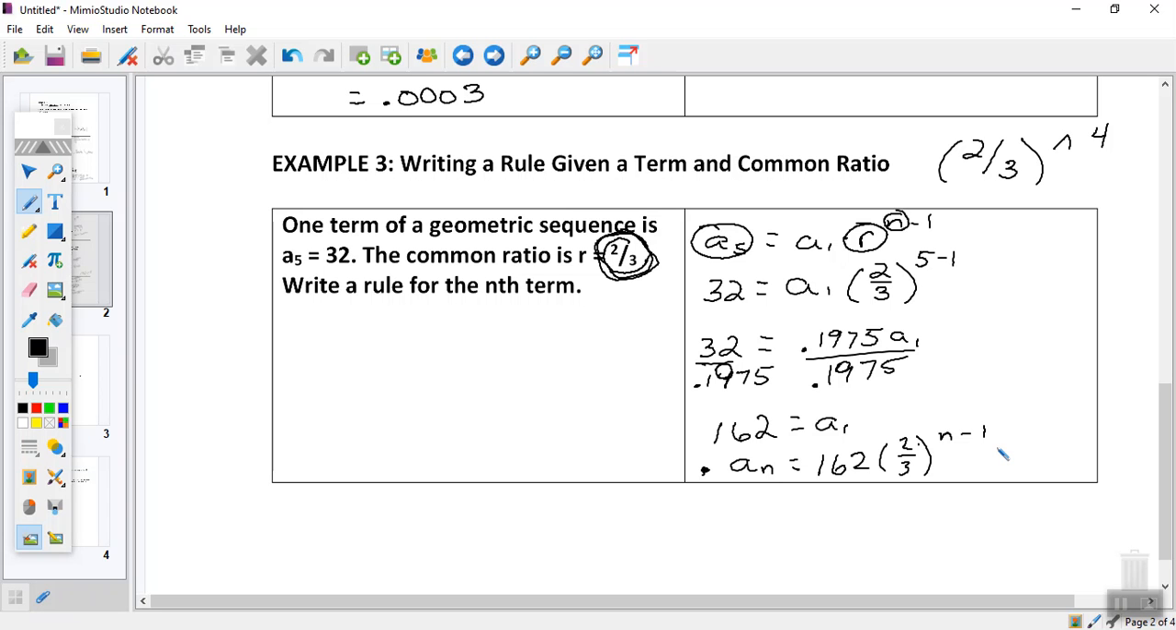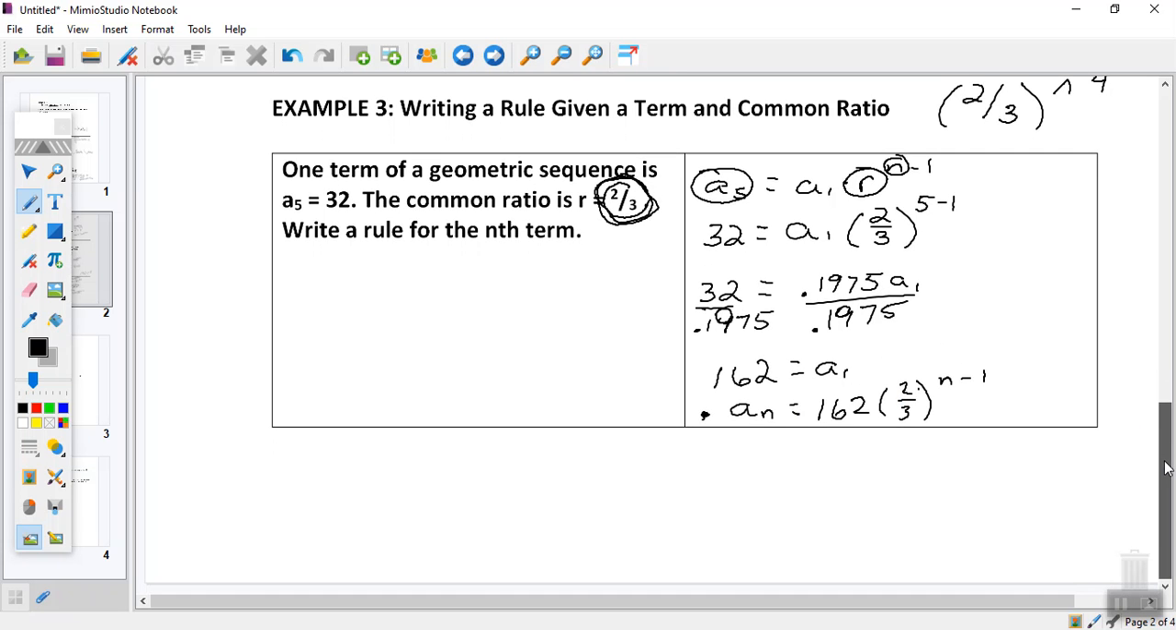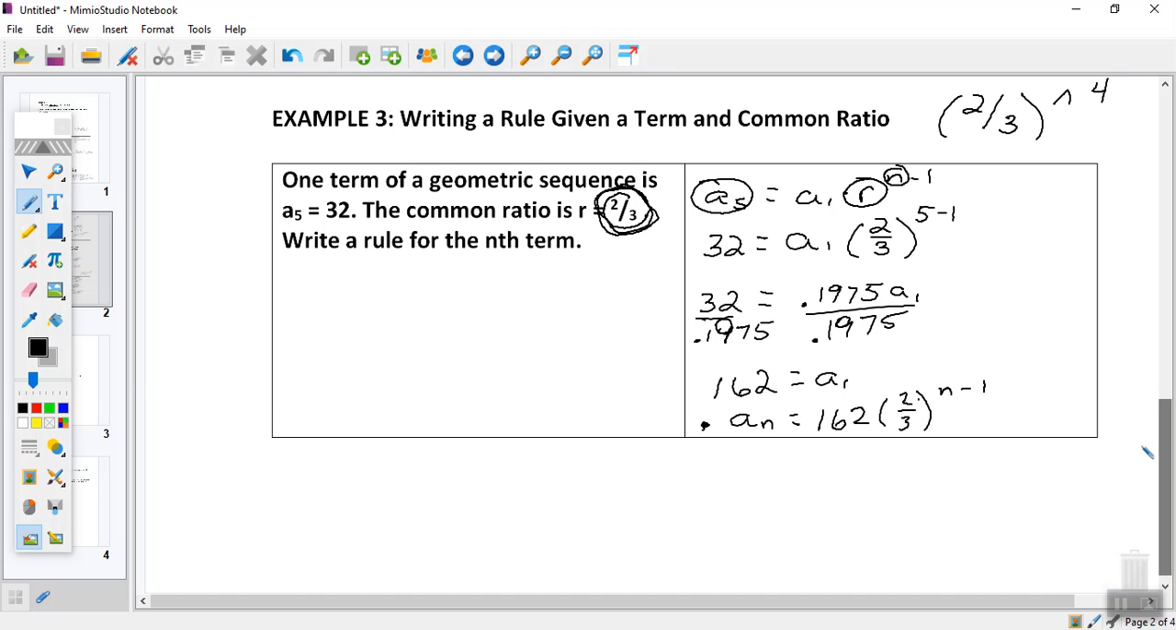Let me see what we've got here next, all right? Again, was I able to figure out what A1 was? Yes. I would strongly encourage you to just write the formula down every time. Fill in what you can, work on finding your stuff and working with it, okay?